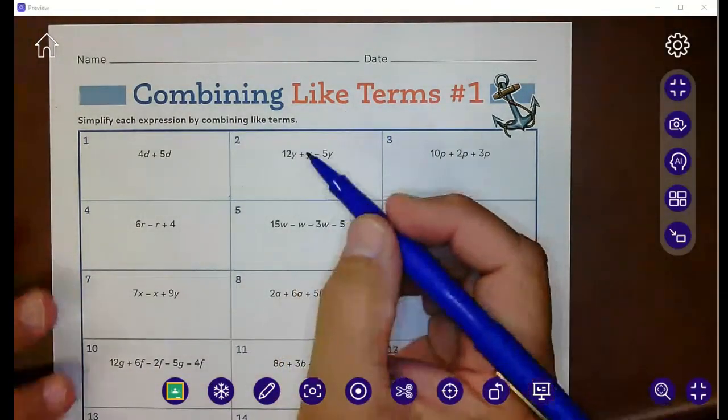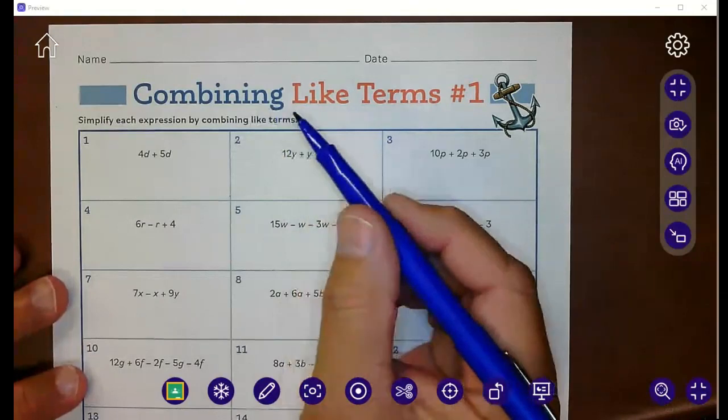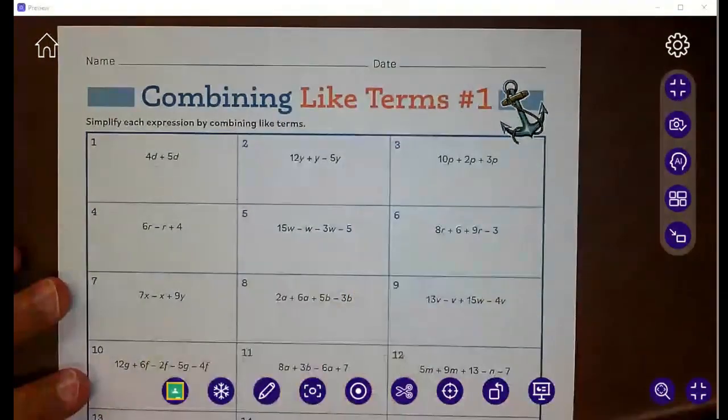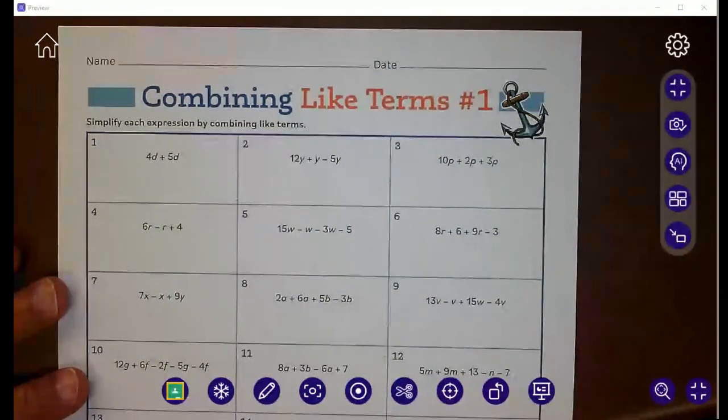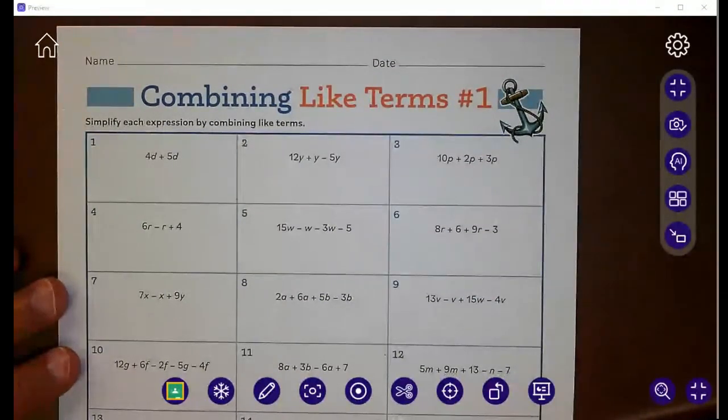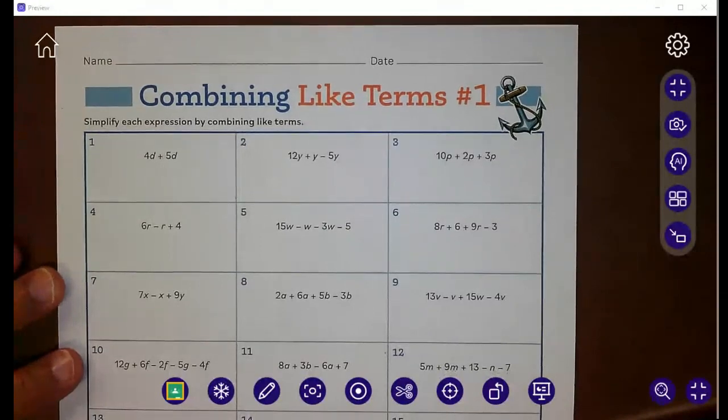So I'm going to work through the first few of these. You follow along. I'm not going to ask any questions yet until we get down to about number 4 or 5. So I'm going to work these first. You follow along with me.